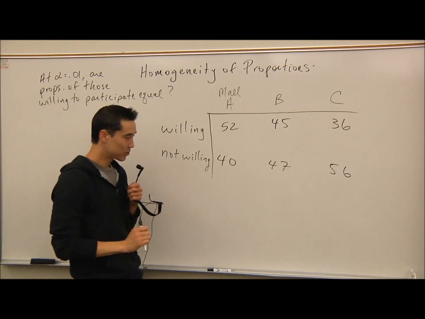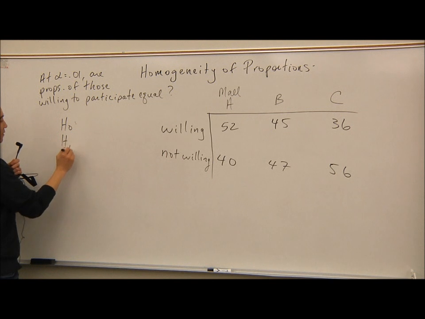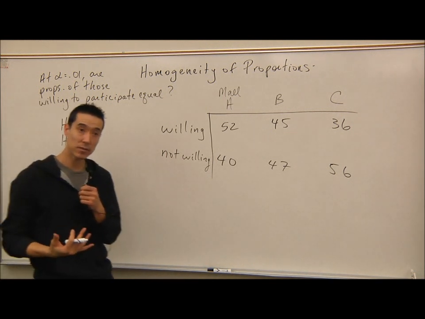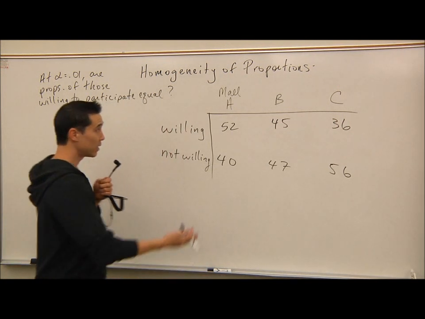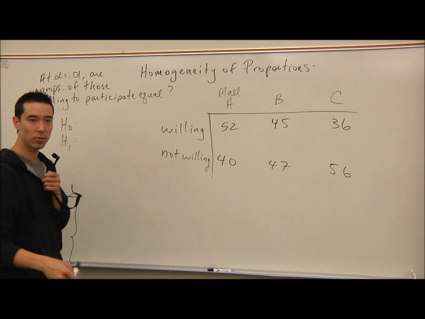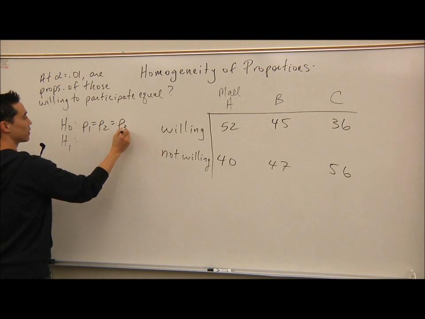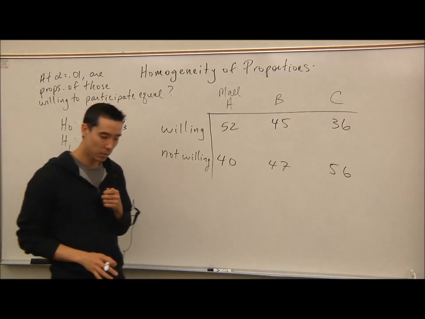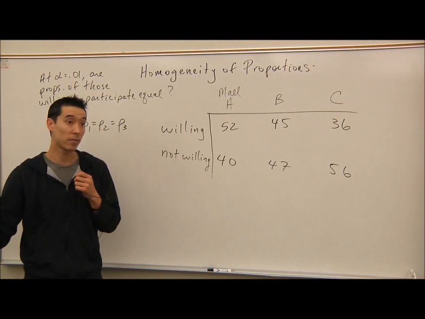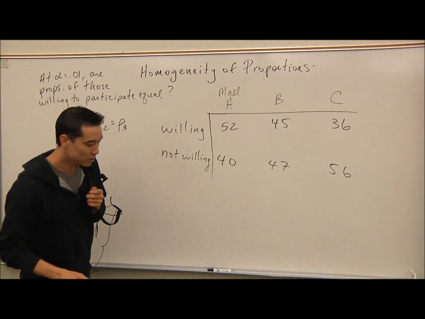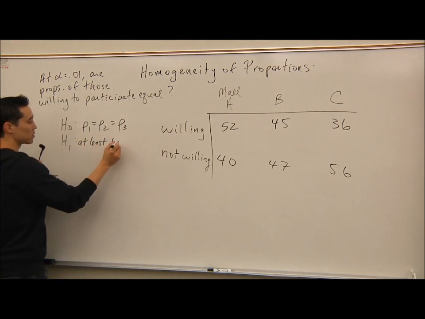Okay, so let's get this problem started with the homogeneity of proportions model. It's easy. The H0 is always P1 equals P2 equals P3 equals however many proportions you have, okay? In this case, we had 3 malls, so there's 3 proportions. So your H0 is P1 equals P2 equals P3. That's it, okay? The alternative is always going to be at least one is different. At least one differs.